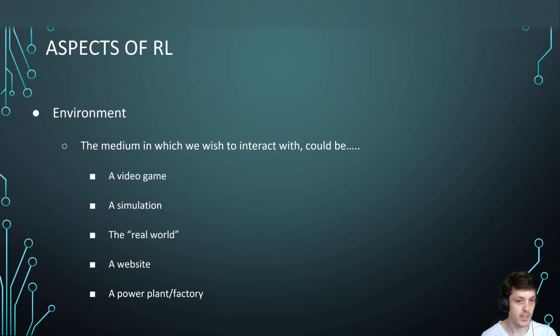So the environment. The environment is the medium that we want to interact with, or the thing or the system that we want to interact with. That could be the real world, such as our robot picking and placing objects in the real world. It could be a video game, which is a very popular medium to use reinforcement learning with. It could be a simulation of the real world. It could be a website, so interacting with a web browser. It also could be something a bit more concrete, such as a power plant or a factory, or some manufacturing process that you want to optimize some parameters to achieve some outcome, right? All these sorts of things we could define as our environment in reinforcement learning.